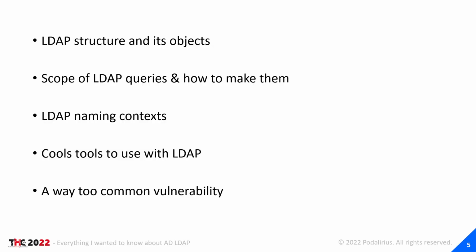First of all, we are going to deep dive into the LDAP structure and its objects. Afterwards, we are going to see what is the scope of an LDAP query and how we can make them. Then we are going to deep dive into LDAP naming contexts. And finally, we are going to see two things that can be useful to engagements. The first one is a few cool tools you can use with Active Directory LDAP in offensive pentesting. And the second one is a way to common vulnerabilities that we can find in Windows domains using LDAP.